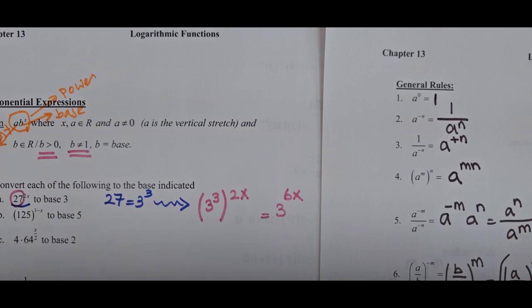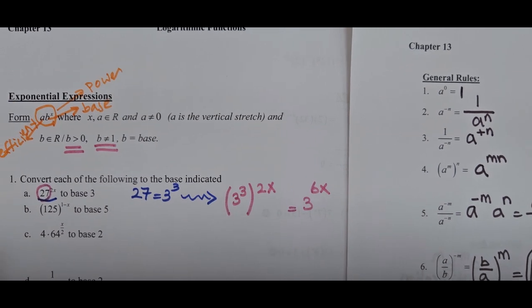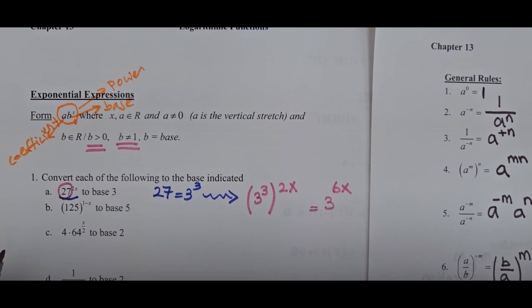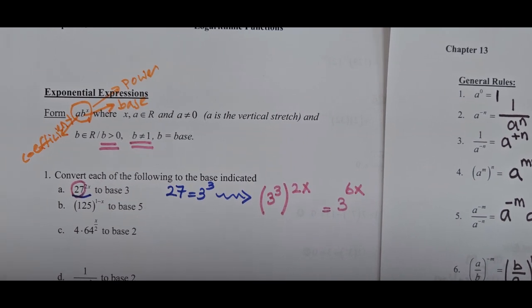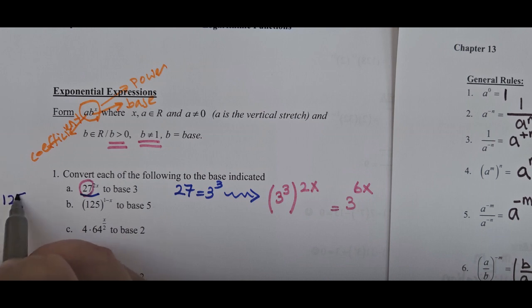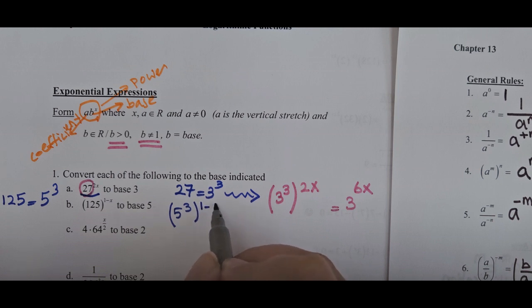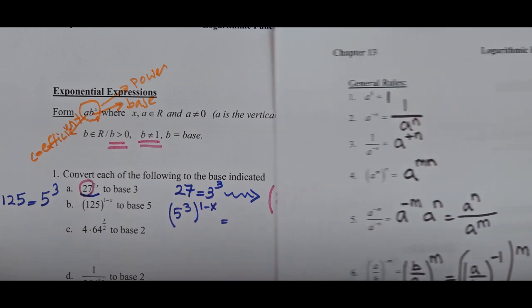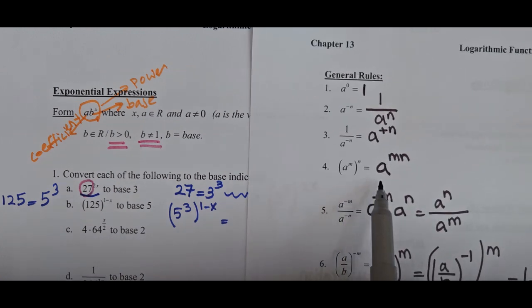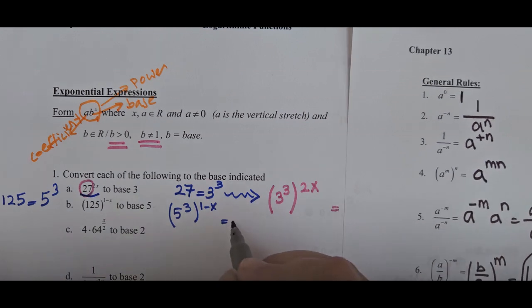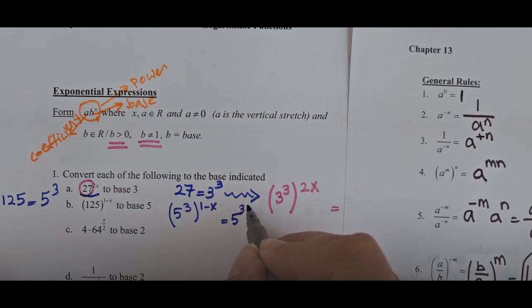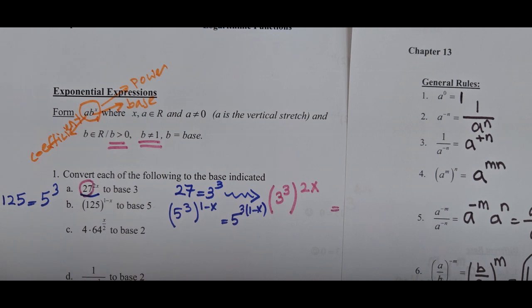The next question gives you 125 as the base, and it's asking you to change the base to 5. So remember, 125 is 5 to the power 3. I'll do exactly the same thing here. I write 5 to the power 3, and then outside I have 1 minus x. Again, that's exactly the same rule, rule number 4. So that would be 5 to the power 3 times 1 minus x. That is your answer.